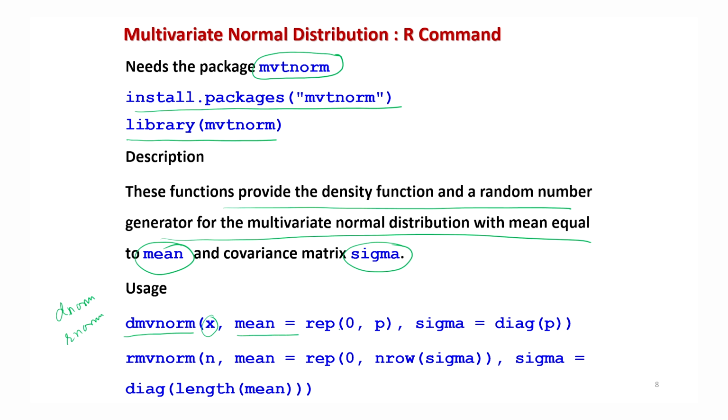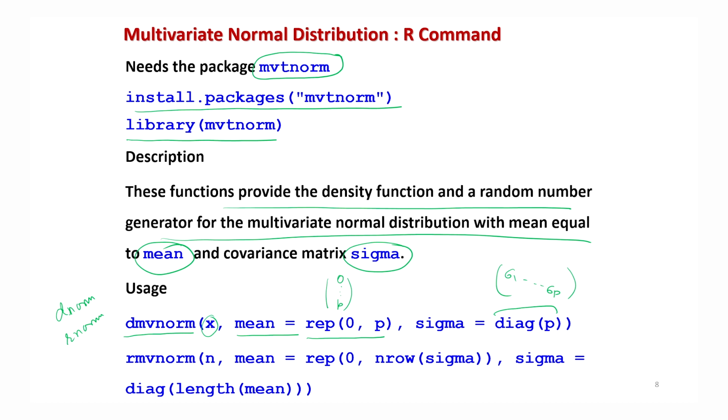For example, you can give it anything here, but just to be on the safe side, it is saying rep 0 to p. That means you try to repeat 0 p times. And sigma is the diagonal matrix you can see here. Well, you can choose it anything, whatever you want, but just for the sake of simplicity, I am trying to take it here sigma 1, sigma 2, sigma p.